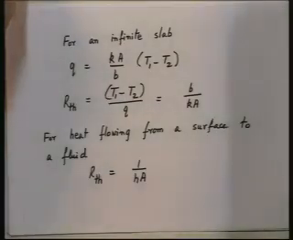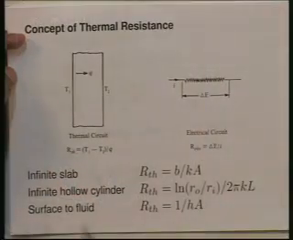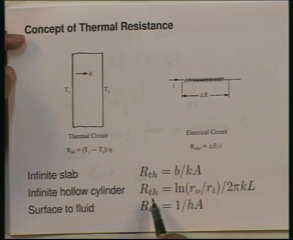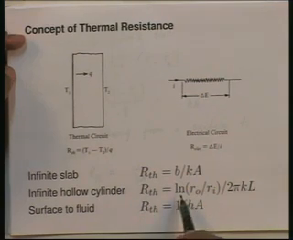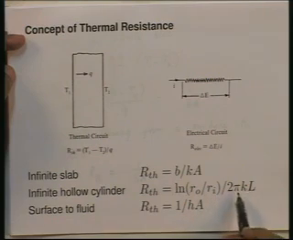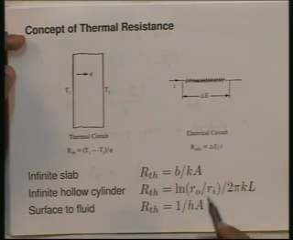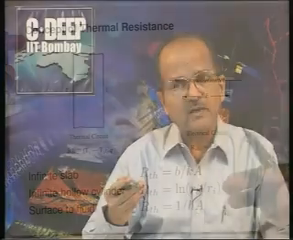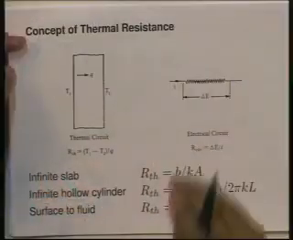For an infinite hollow cylinder, all right. If I go back to the previous transparency now, for an infinite hollow cylinder, RTH would be given by the logarithm to the base e of RO by RI divided by 2 pi K L. So, once I have an expression for heat flow rate and I have a definition for thermal resistance, I can write down what would be the thermal resistance for a given situation.